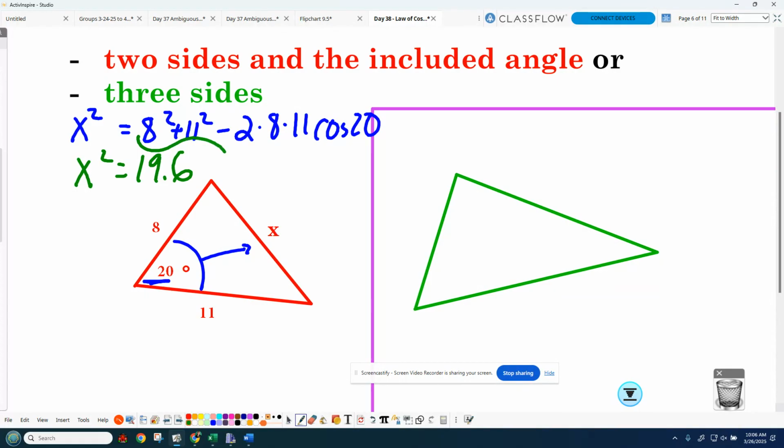So I just typed in all of this stuff. It is not x, it is x squared. Sasha just said we need to do the square root. So x is 4.4, thank you. Right? Questions?